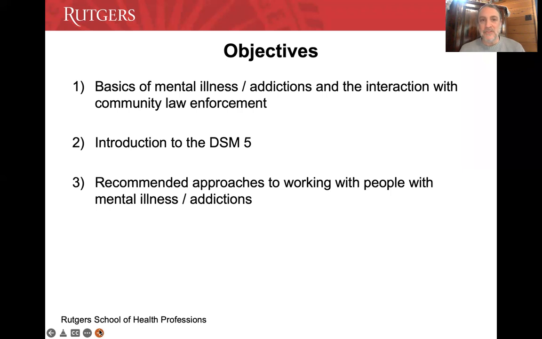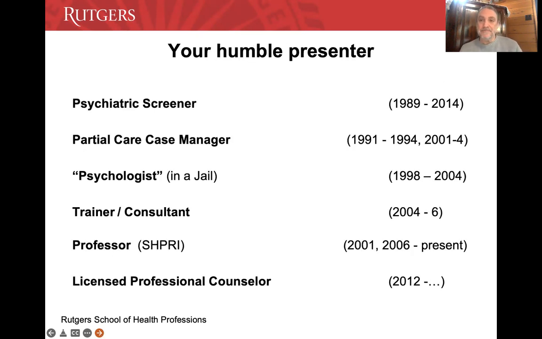We're going to talk about the basics of mental illness and addictions, particularly the interaction between people that are mentally ill and have an addiction, and they're interfacing with community law enforcement. We're going to talk about the DSM-5, which is the diagnostic manual for mental illness. And we're going to talk about recommended approaches to working with people with mental illness and addictions as you'll work with them in the community as law enforcement.